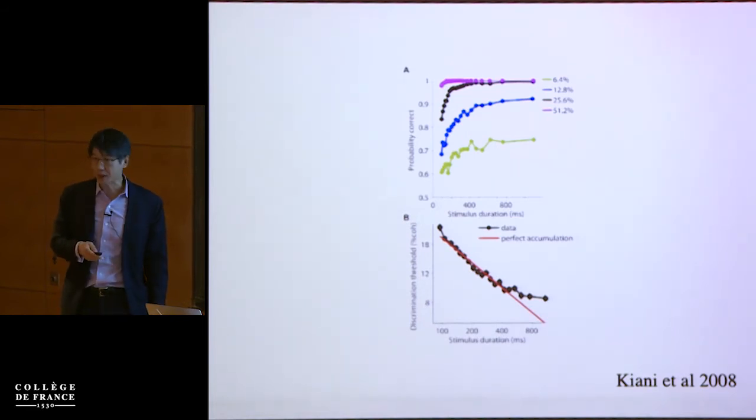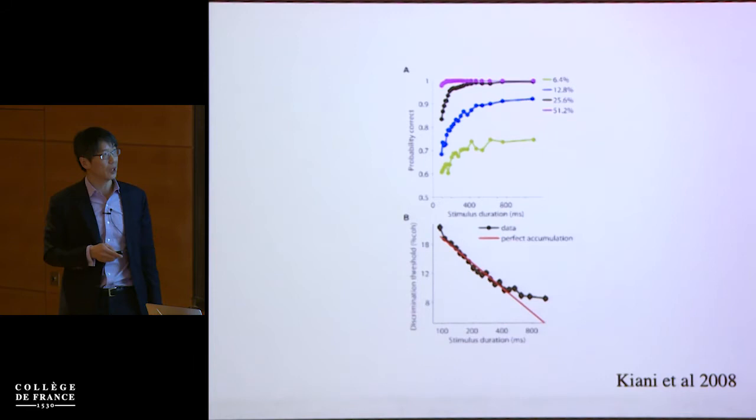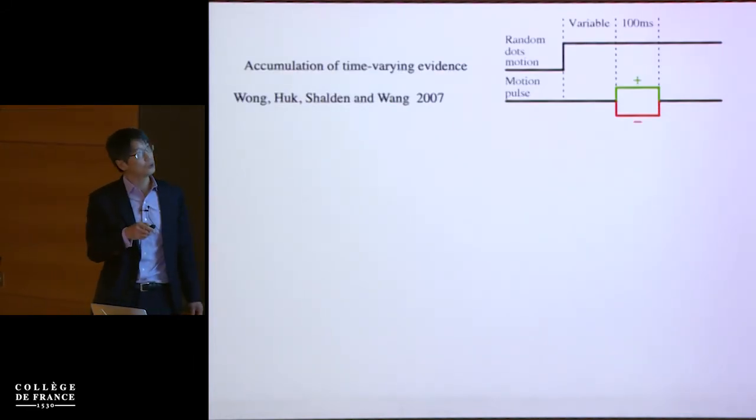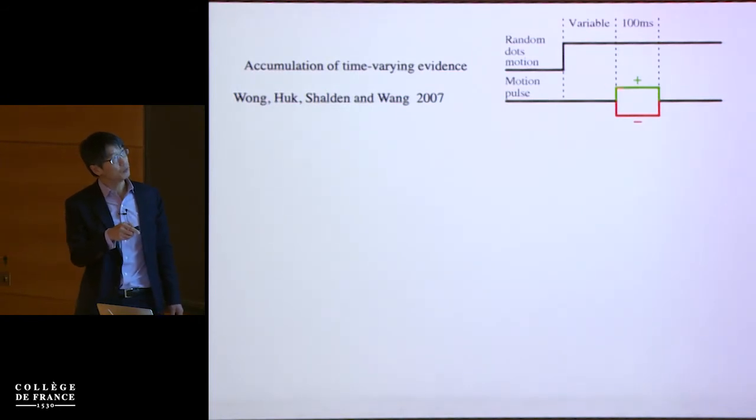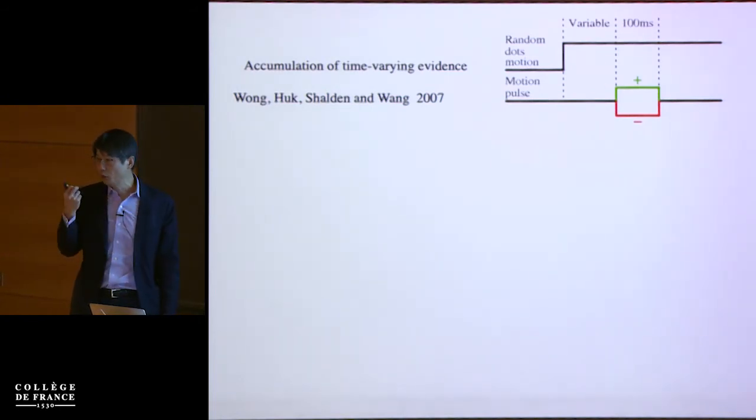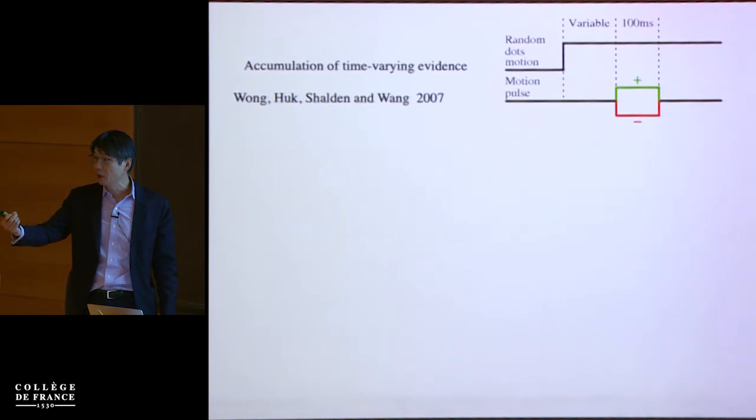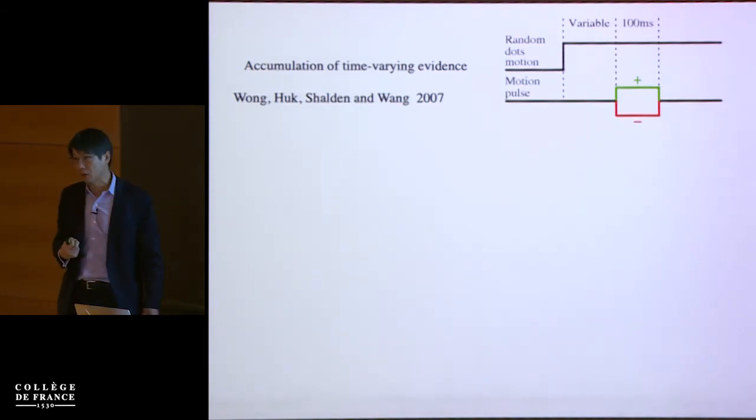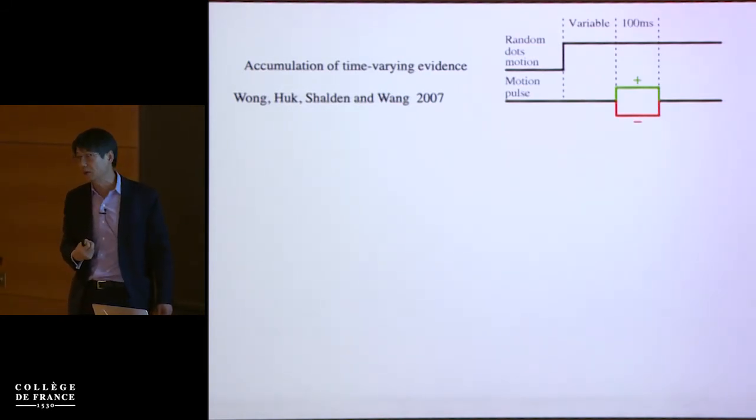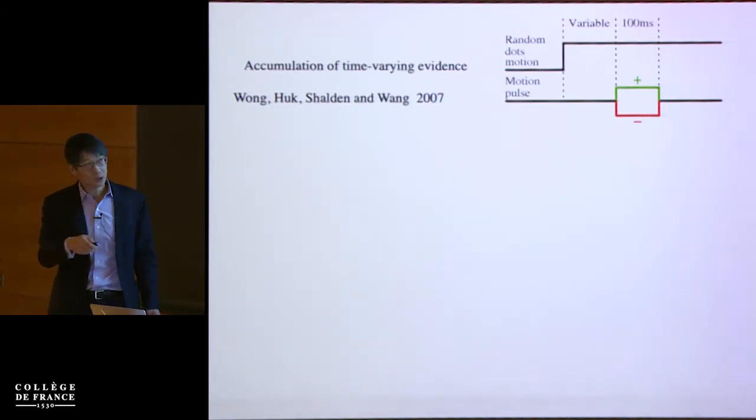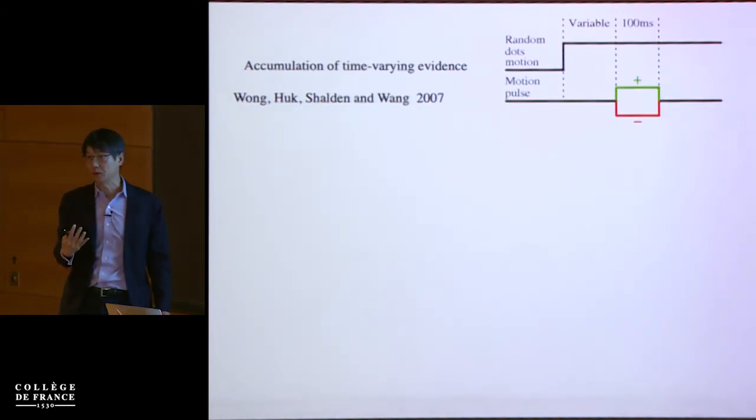So let's try to test that even further experimentally. One way we thought about testing this is to introduce a brief pulse of motion energy during stimulus presentation, which can be in the same direction as the stimulus itself in green, or it can be in the opposite direction from the actual stimulus in red. So the idea is that if you have a real integrator, you should be able to integrate this pulse and take that into consideration in your decision.